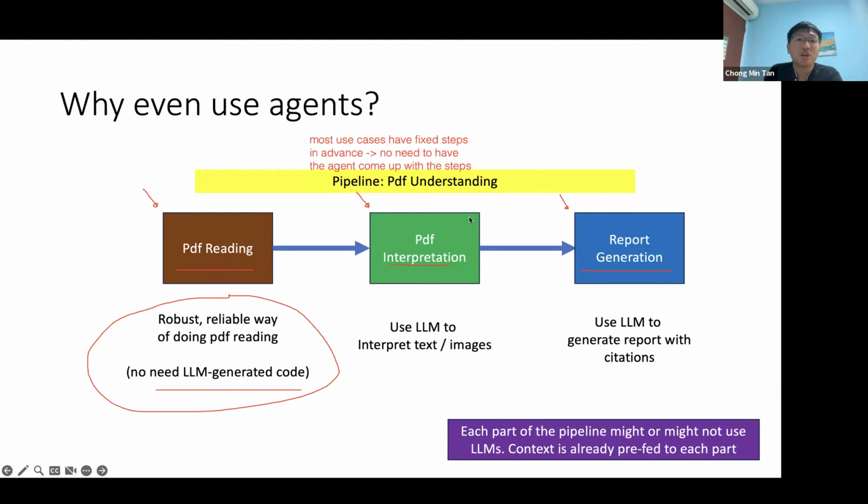PDF interpretation, for this kind of very flexible thing where the content can change, then we use an LM or VLM to interpret the images and come up with some analysis and so on. And stuff that is more versatile, like report generation. Yes, we can use the LM to generate the report, and use rule-based format to generate the citations and so on. So these are the kind of things that I call this agent LM rule-based hybrid.